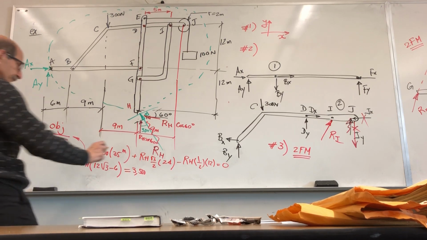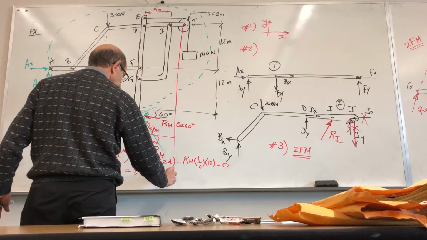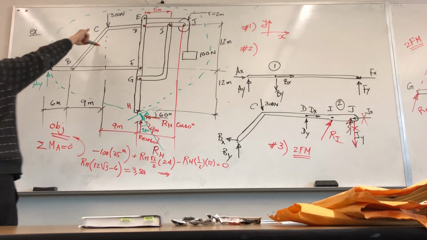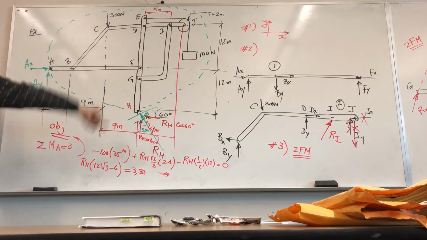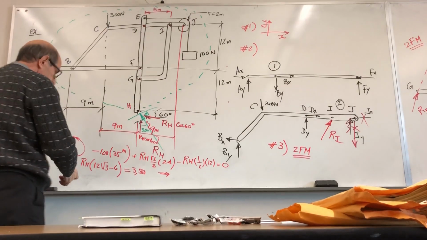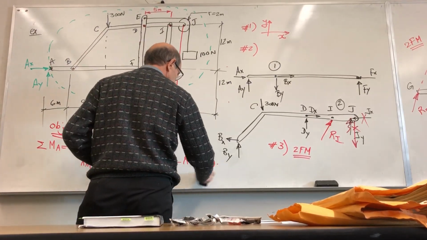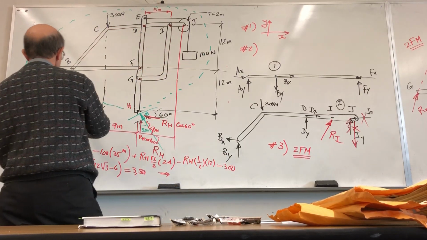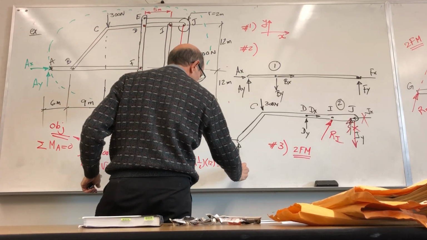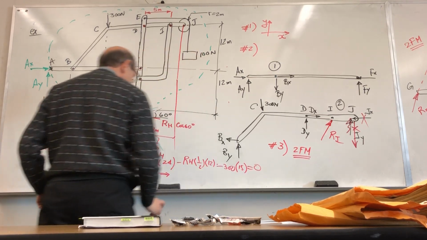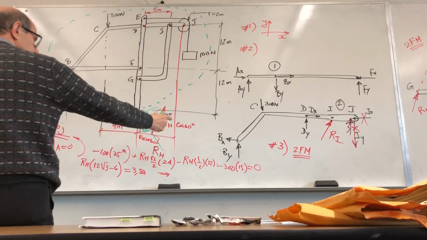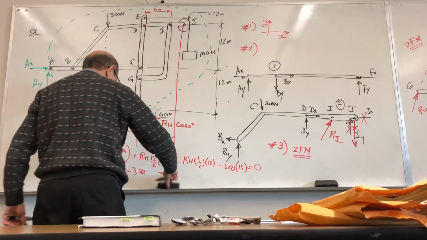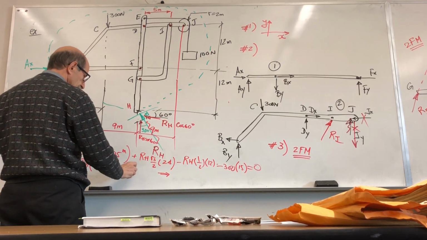I think you forgot one. I'm sorry? Oh, you know what? There was also this force. Good observation. Somehow I overlooked that guy. You also have 300. That is negative. So negative 300 times this distance, which is 15, is equal to 0. So I have 4,500 and then 3,500. That is 8,000.